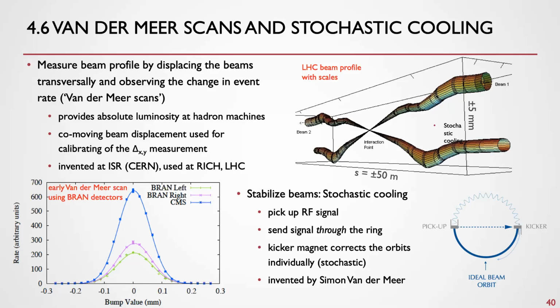So when we operate the beams, usually at the beginning of the year, the beam optics is specified. After the machine is set, we perform for a few hours at least, a few days, van der Meer scans where we displace the beams and monitor the event rates to get a good idea about the instantaneous luminosity that we're going to take.